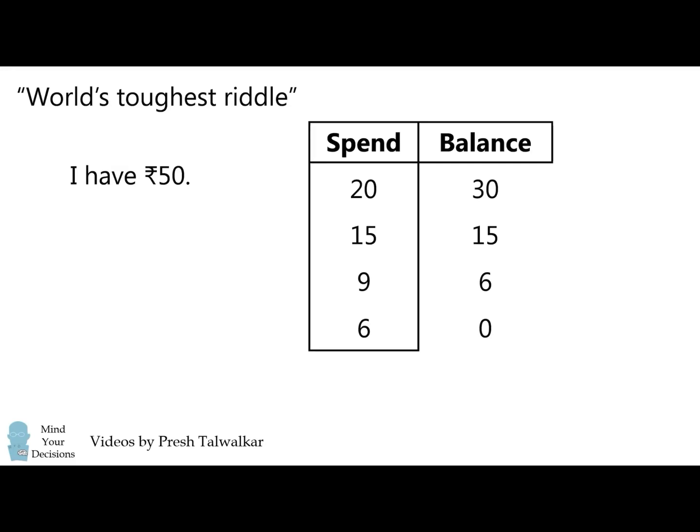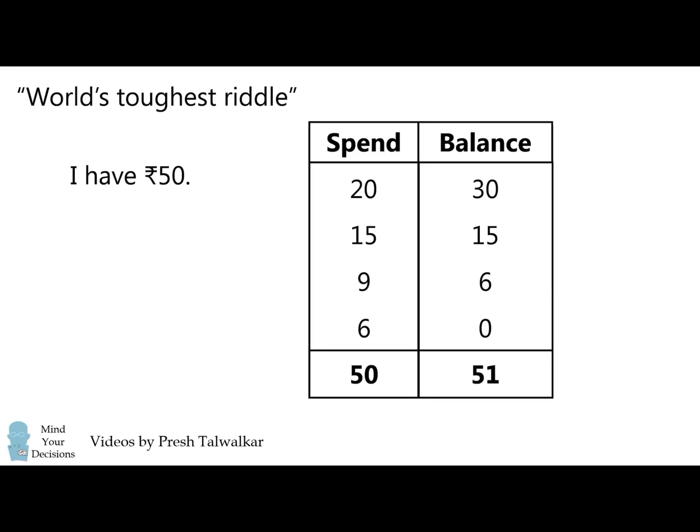The total amount in the spend column will be 50. Now, what's the total amount in the balance column? Whoa, it's not 50. It's actually 51. And this is the puzzle. Where did the extra 1 rupee come from?